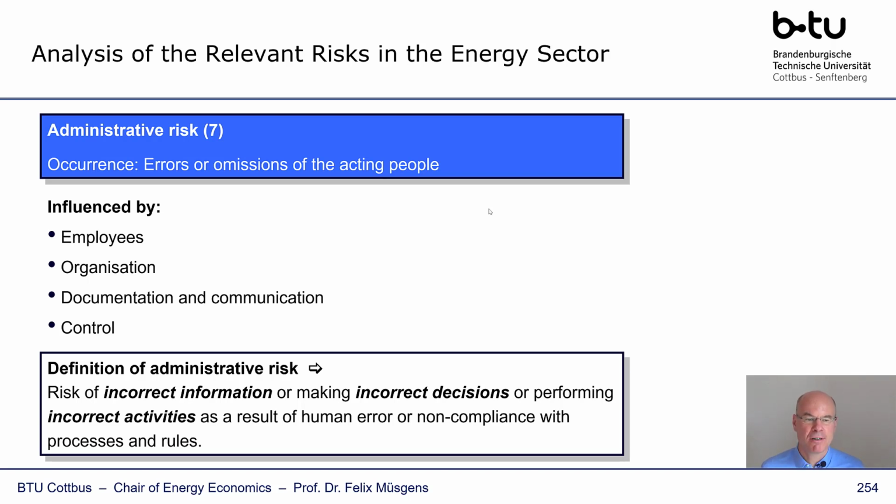Definition of administrative risk: risk of incorrect information or making incorrect decisions or performing incorrect activities as a result of human error or non-compliance with processes and rules. This sometimes happens. And this is administrative risk.